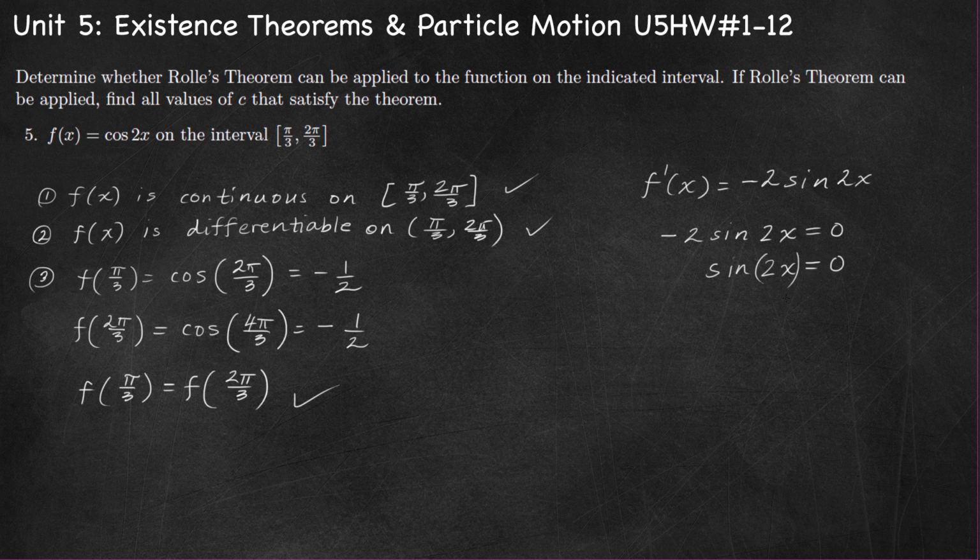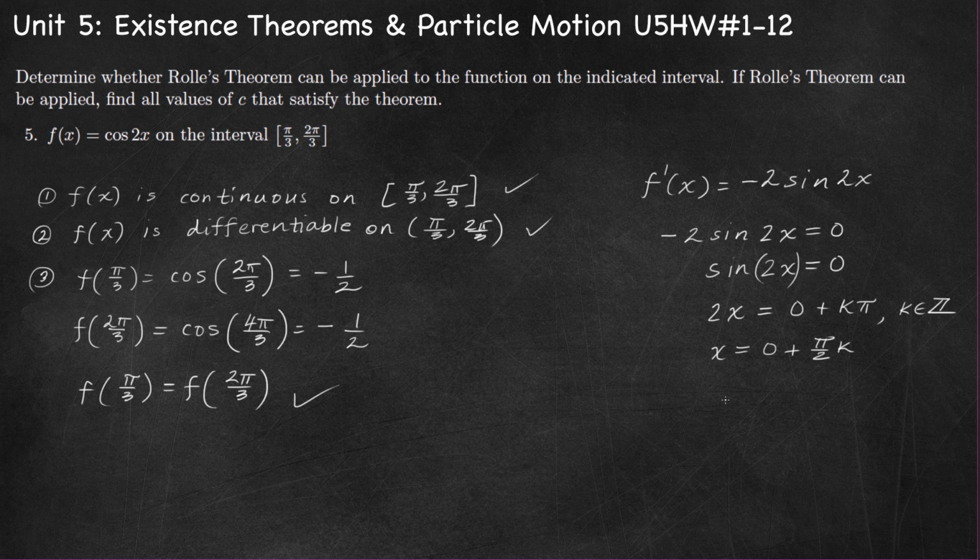Where does the sine equal 0? Well, in general, sine equals 0 at 0, and pi, and 2 pi, and 3 pi, and 4 pi, etc. So our angle 2x is going to be equal to 0 plus multiples of pi. And now solving for x, that means x is equal to 0 divided by 2 is still 0, plus pi divided by 2 times k.